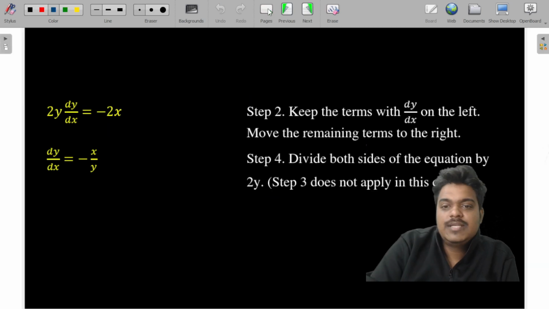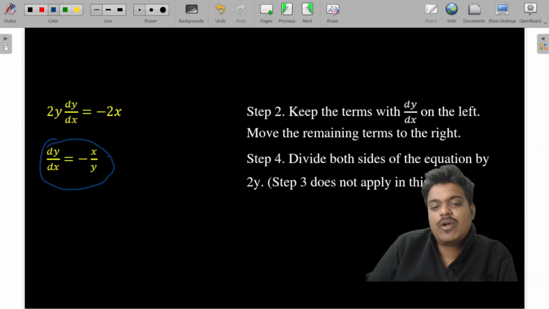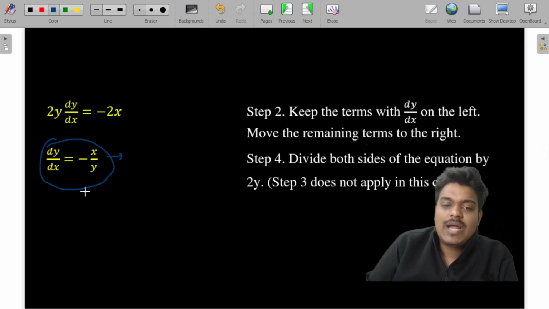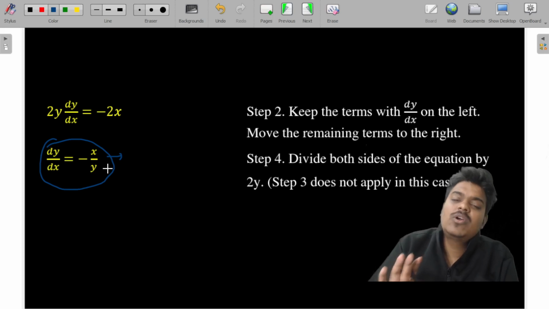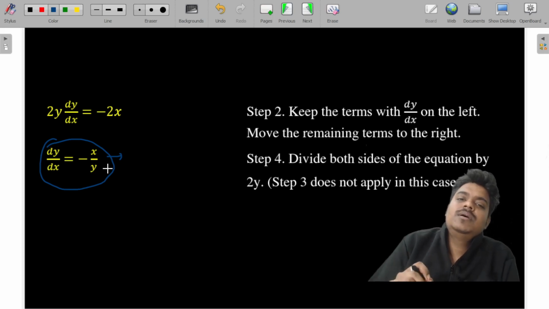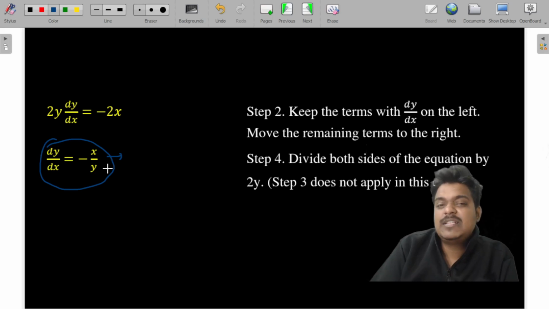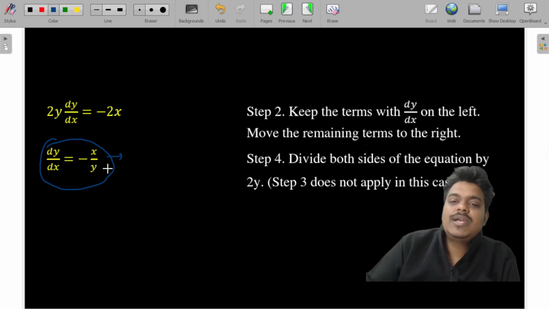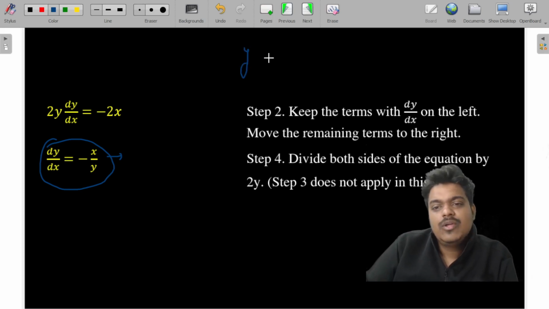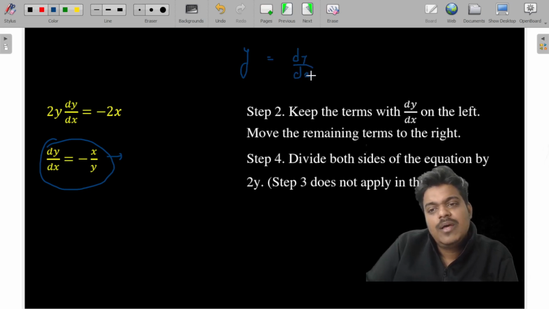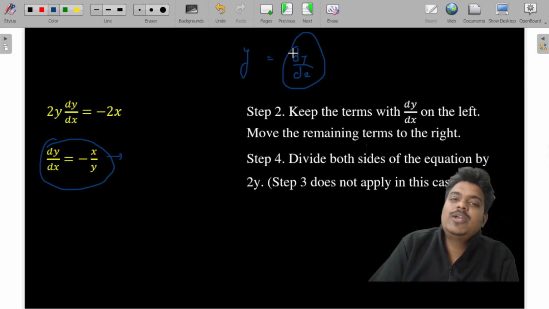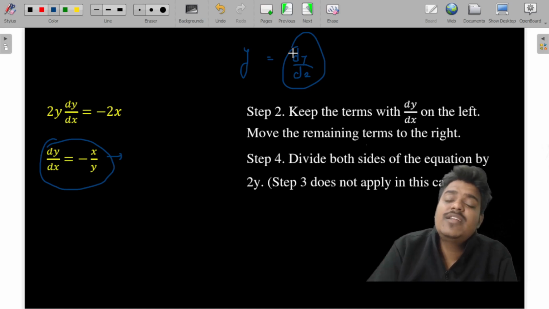Is it clear? Now again you can see dy by dx is equal to minus x by y for our case. So whenever you are provided with a very simple implicit function, you directly differentiate it. Whenever there is a term of y, you differentiate it normally like x and then multiply dy by dx to it. Why? Because you are differentiating with respect to x and you are differentiating the variable y.